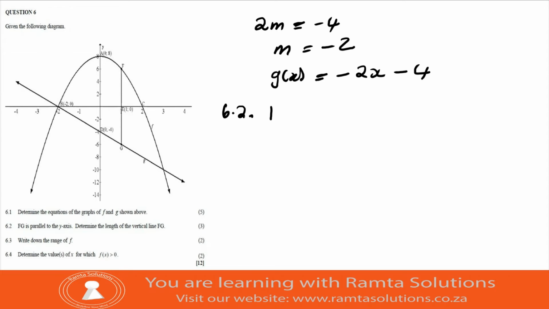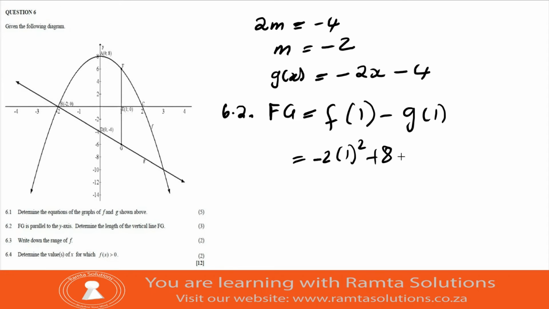I will say FG is equal to, the top function is f, so we'll say f of 1 minus g of 1. If you remember, you know your formulas of f of x and g of x. F of x was minus 2x squared plus 8. So you can say this is -2 into 1 squared plus 8 minus, what is g? G was -2x minus 4. X is 1, right?